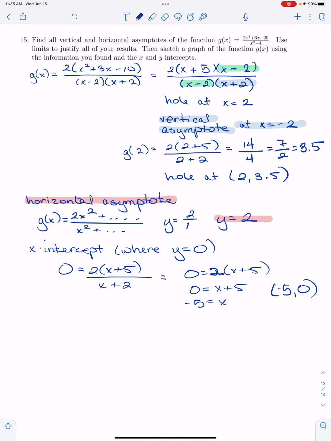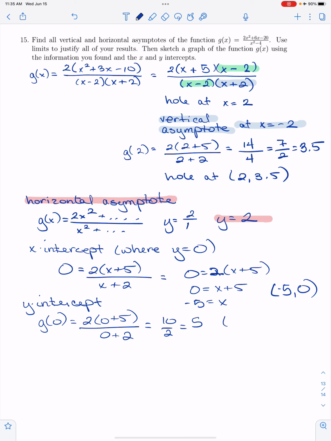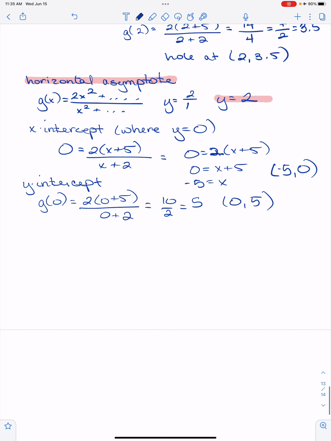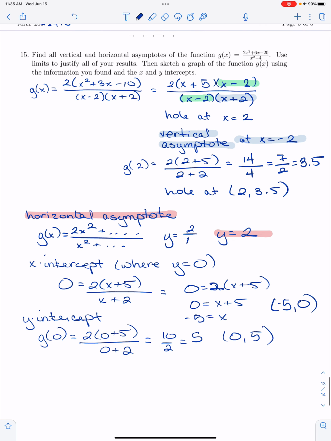To find our y-intercept, I'm going to plug in 0 for x. I get 10 over 2, which is 5. So when x is 0, y is 5. Didn't really leave myself a whole lot of room to graph, so let us shrink all this down and make a little more room for a graph.